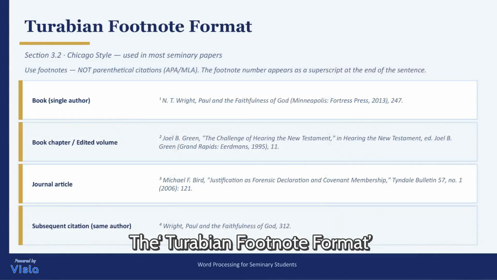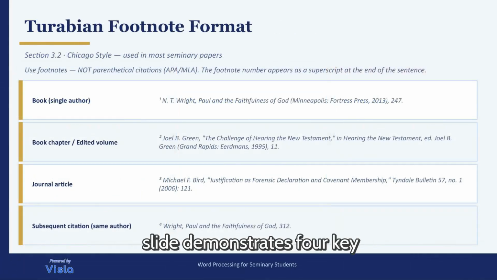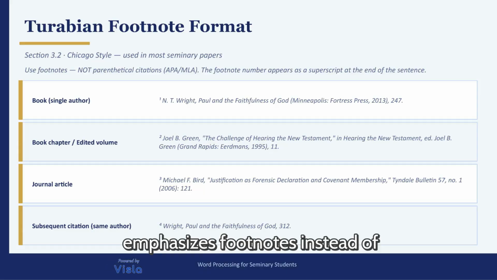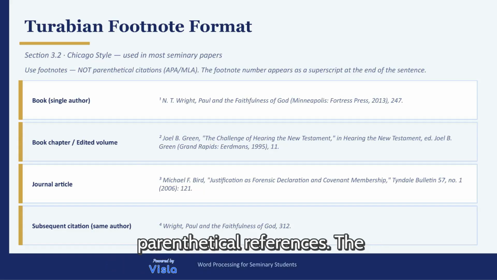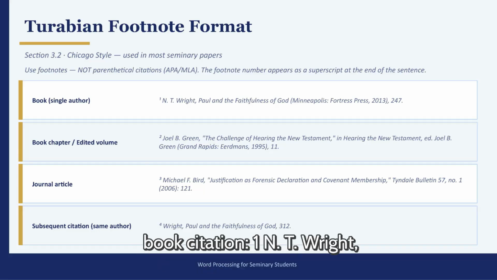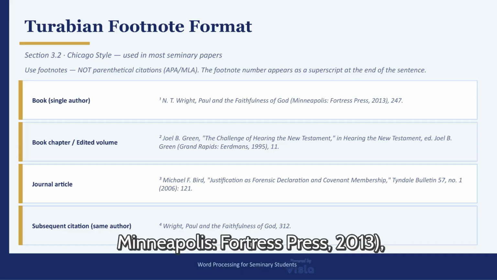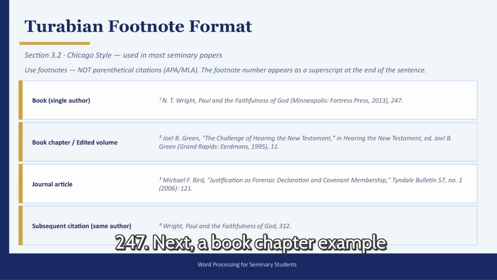The Turabian footnote format slide demonstrates 4 key Chicago-style citation examples for seminary papers. It emphasizes footnotes instead of parenthetical references. The first box shows a single author book citation, 1 N.T. Wright, Paul and the Faithfulness of God, Minneapolis, Fortress Press, 2013, 247.